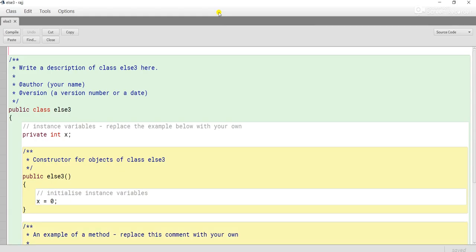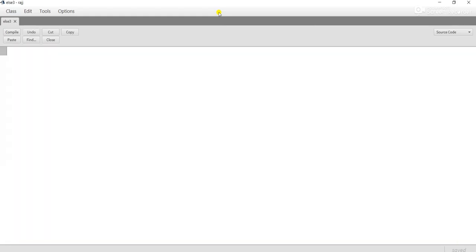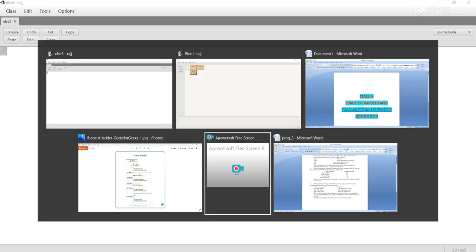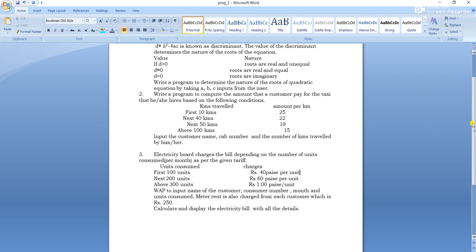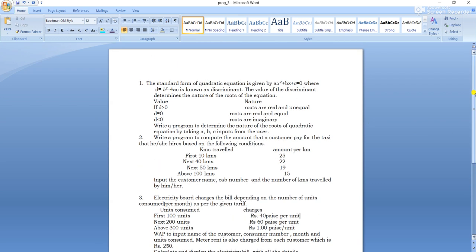Now in this class, what shall we prepare? Any program we will choose from the list. Let me show the list of programs. Now in this, the first program is: the standard form of a quadratic equation is given by ax square plus bx plus c is equal to 0. Generally, any quadratic equation which is in the form of ax square plus bx plus c is equal to 0, such an equation is called an adfected quadratic equation.